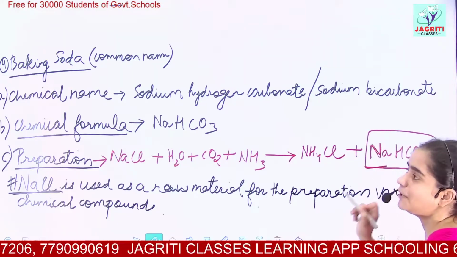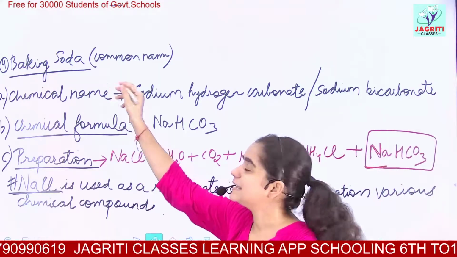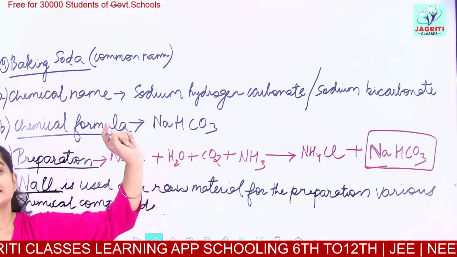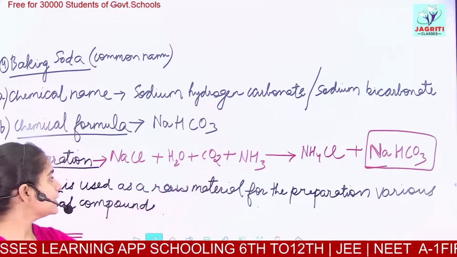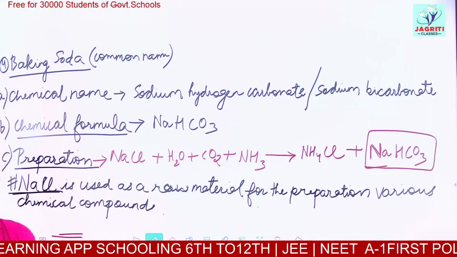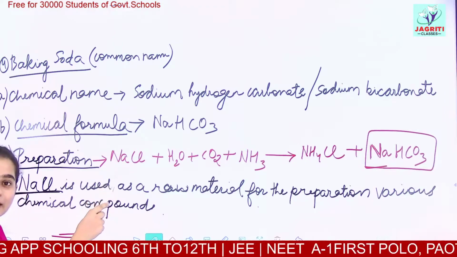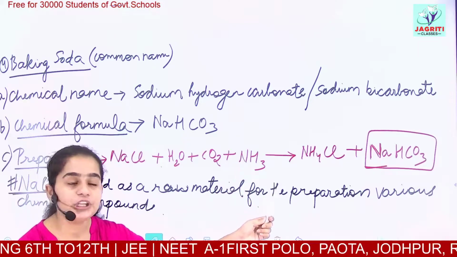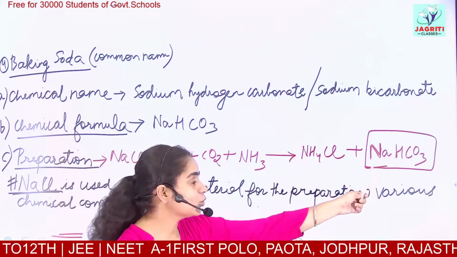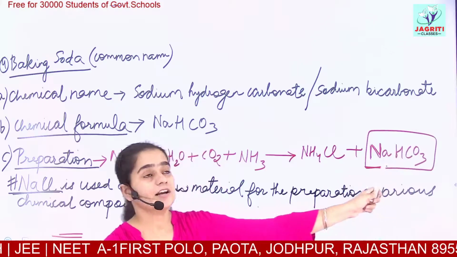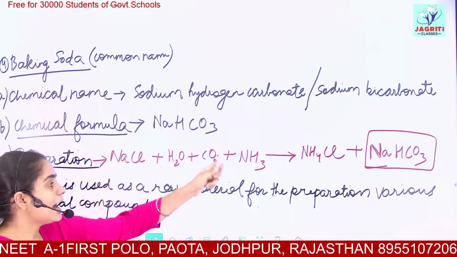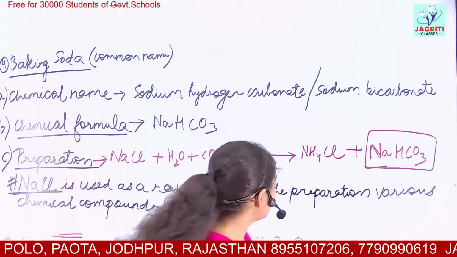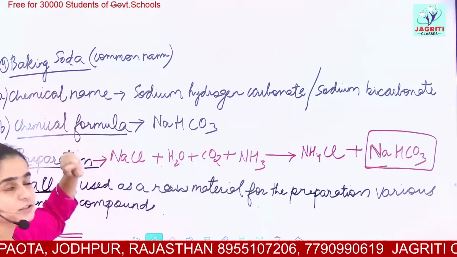So this sodium hydrogen carbonate, or baking soda, is formed in the following reaction. In exams, you can first write this reaction in words and then express it in terms of formulas. When sodium chloride undergoes a reaction with water, carbon dioxide and ammonia, the products obtained are sodium hydrogen carbonate, referred to as baking soda, and the byproduct is ammonium chloride, which works as a salt. So this is the reaction of baking soda.